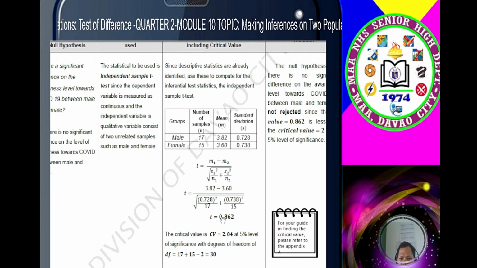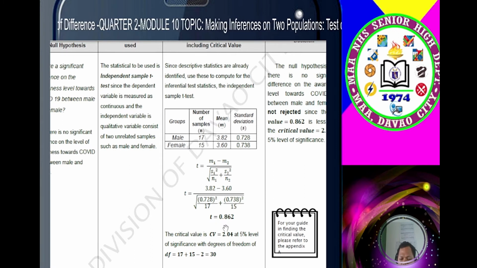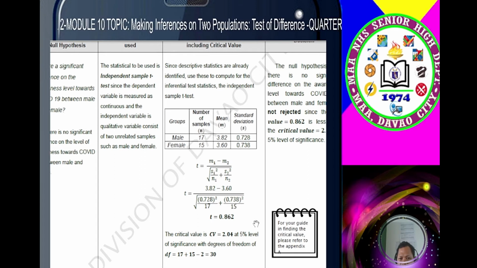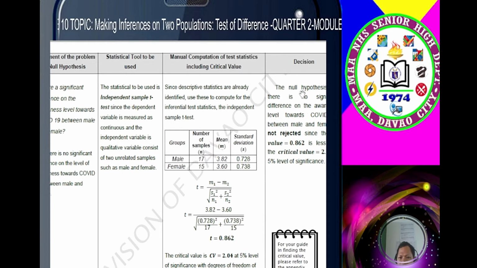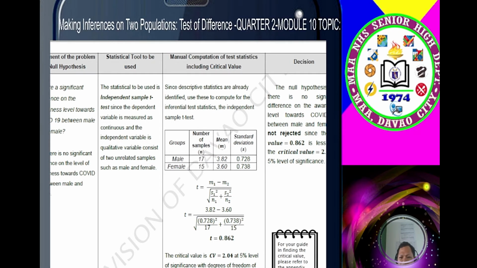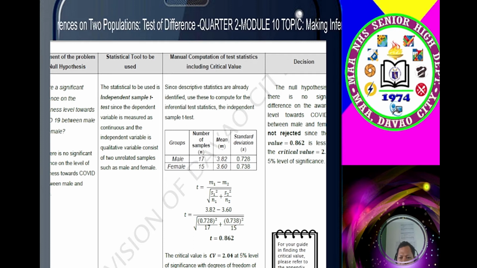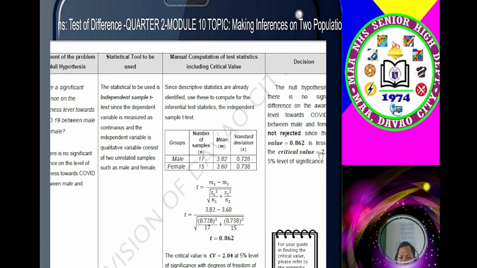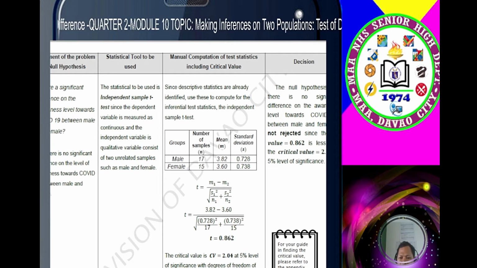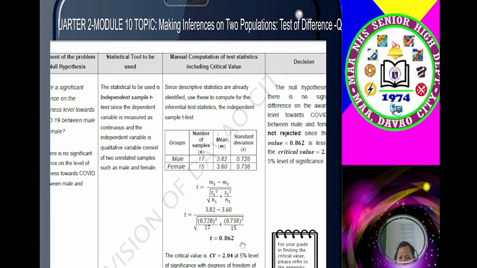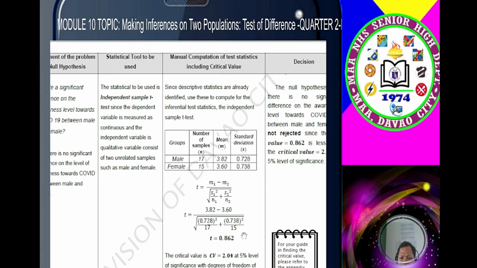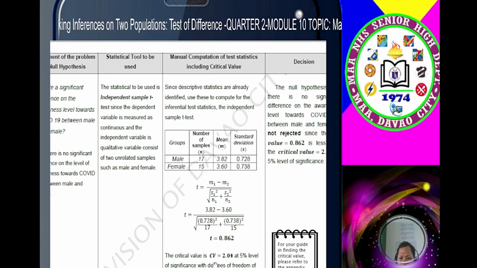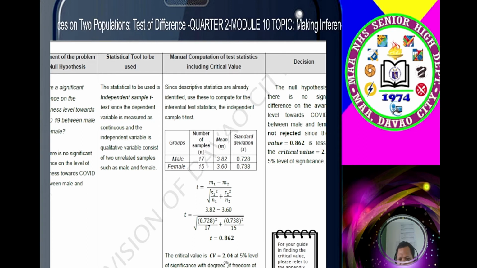Let's decide now whether we're going to reject or accept the null hypothesis. Decision: the null hypothesis, there is no significant difference in the awareness level towards COVID-19 between male and female, is not rejected since our t value is less than the critical value. Remember the table we discussed earlier. To reject the null hypothesis, our t value should be greater than the tabular value, which is 2.04.